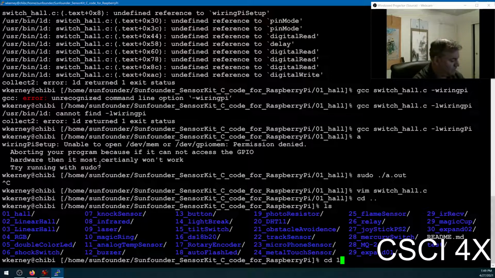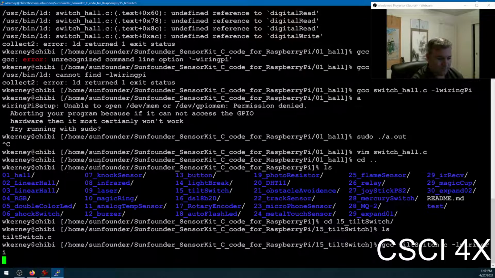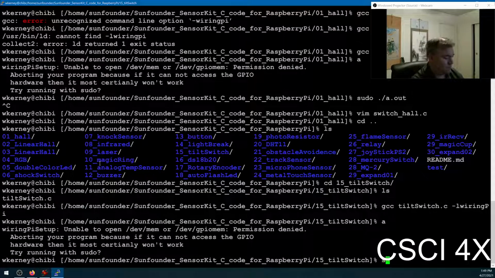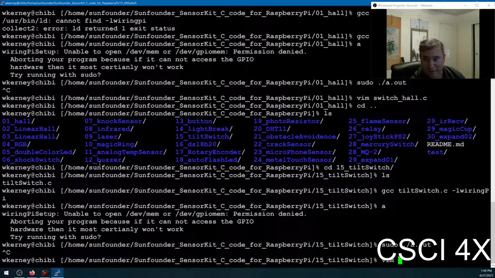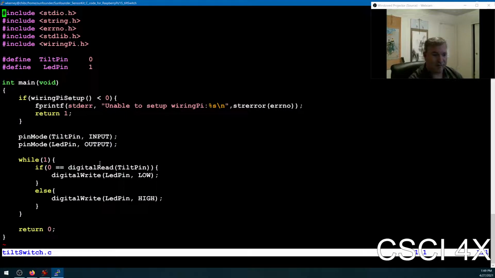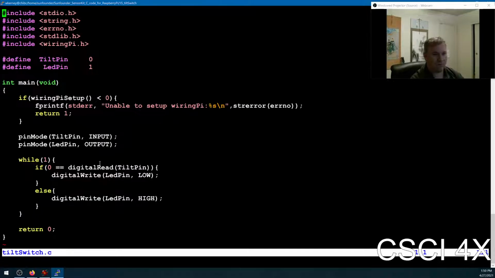Tilt switch. Again, not doing anything because I don't have anything attached to my Raspberry Pi. Let's take a look at this. So again, it uses these pins. You can change which pins. If you're going to be using multiple sensors, you obviously need to change which pins you're using.